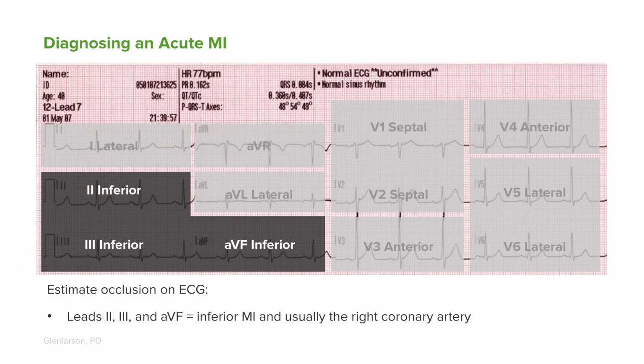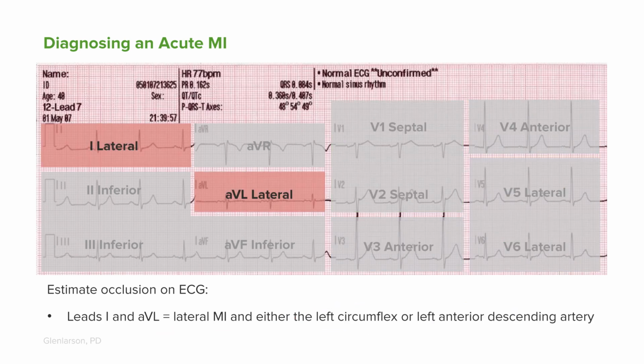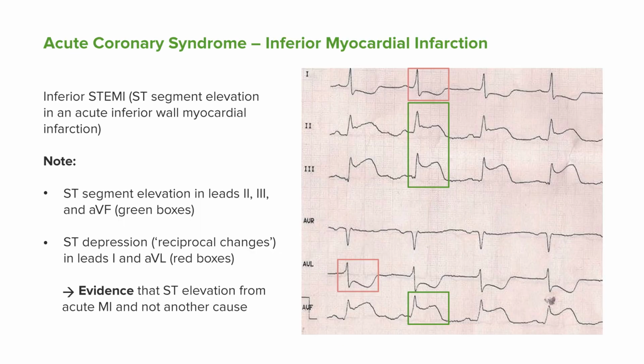Now talking about the inferior wall MI, it is seen in leads 2, 3, AVF, and the usual artery is the right coronary artery. When we go to the chest leads, we can see the anterior MI, usually the left anterior descending artery is the supply, and the cutoff at different parts of the LAD will show changes in different leads. Then the lateral leads, the usual circulation is from the left circumflex or anterior descending artery. In the inferior wall MI, ST segment elevations in leads 2, 3, AVF will be there.